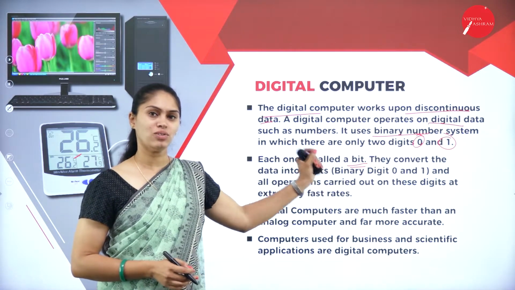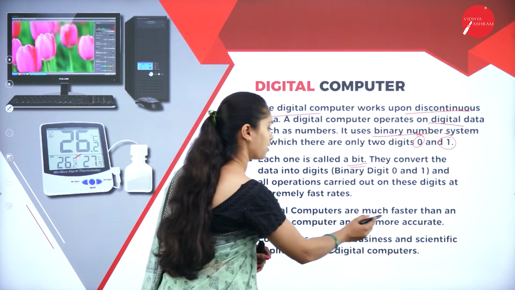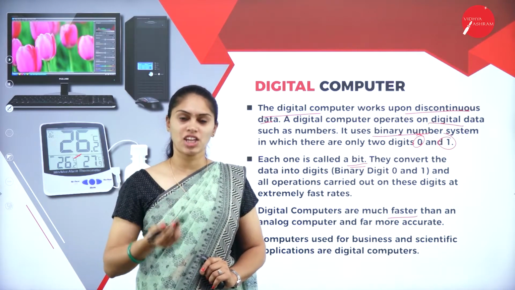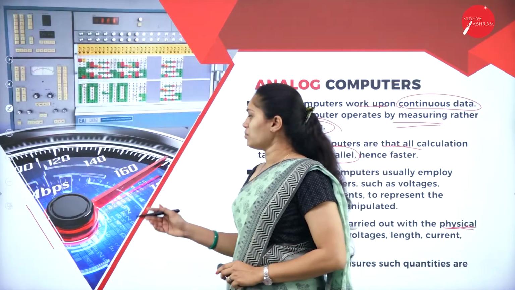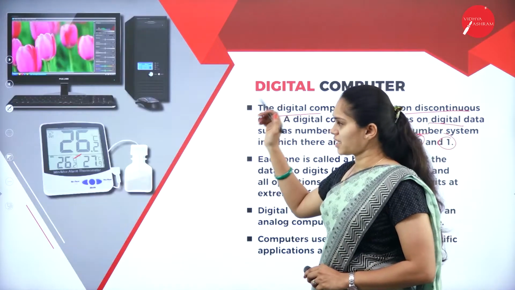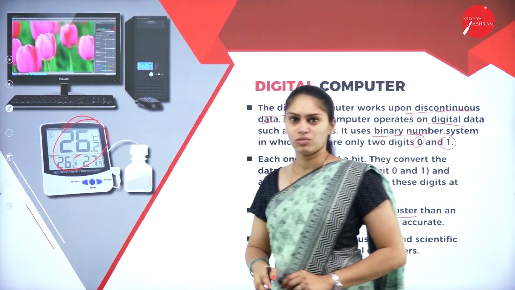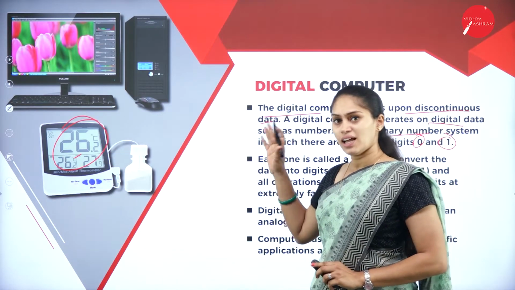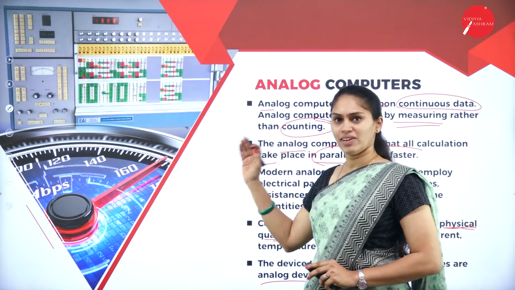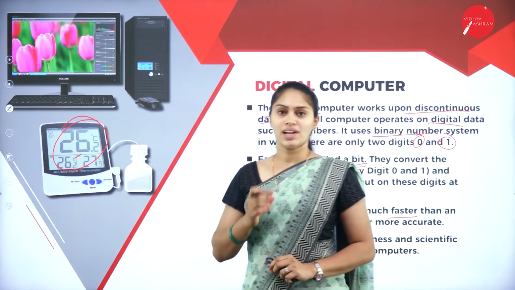Based on that value, it is going to operate. Then digital computers are much faster than analog computers and more accurate. In analog computers, we get the approximate value. But when it comes to the digital computer, here I am getting the exact value, isn't it? So analog computers give the approximate value, but the digital computer gives me the accurate value.